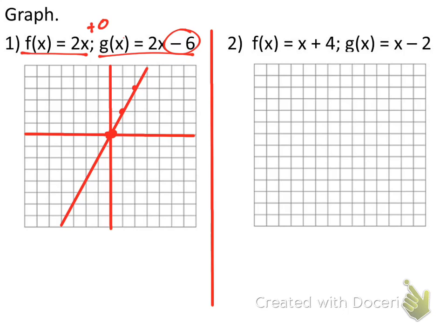Okay, watch carefully. This is our first line. Everyone memorize where the first line is. Now we're going to draw the second line. Our y-intercept is negative 6. 1, 2, 3, 4, 5, 6. Draw your point. Rise 2, run 1.